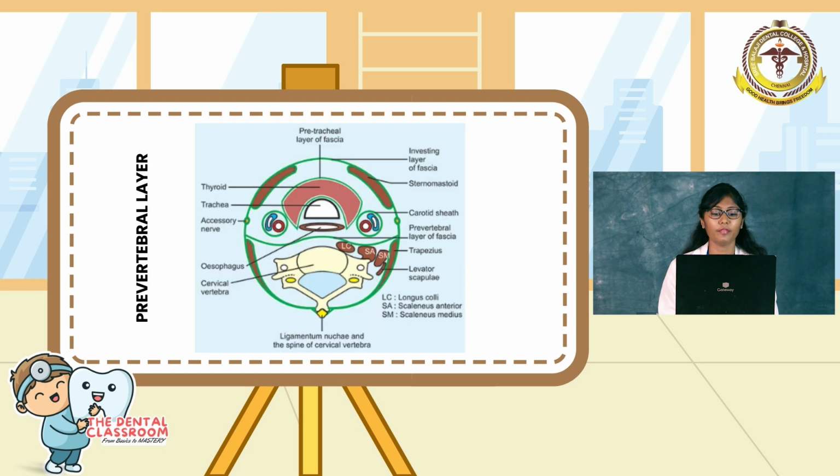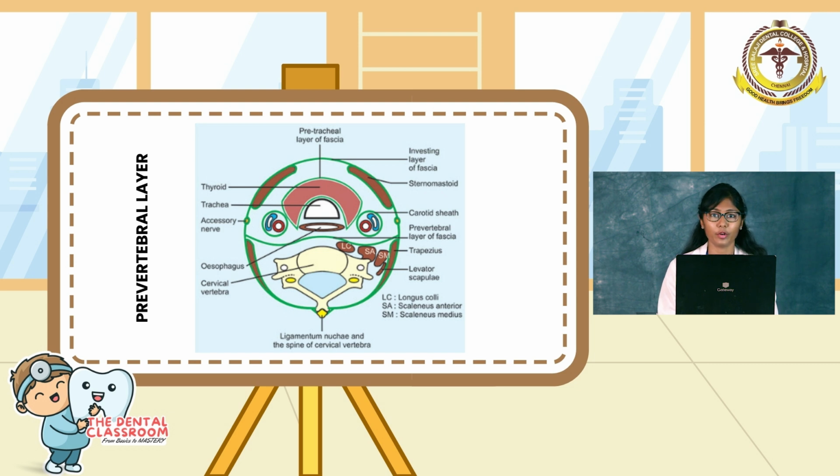Prevertebral layer surrounds the vertebral column and the associated muscles of the neck. It encloses the following muscles: anteriorly longus colli and longus capitis muscles, laterally scalene muscles, posteriorly deep cervical muscles. In terms of its attachments, superiorly the fascia is fixed to the base of the skull, inferiorly it continues as the endothoracic fascia, laterally it extends into the axillary sheath which encloses the brachial plexus and subclavian vessels.